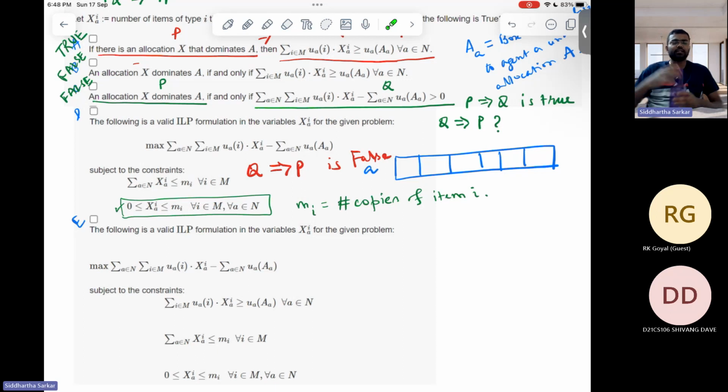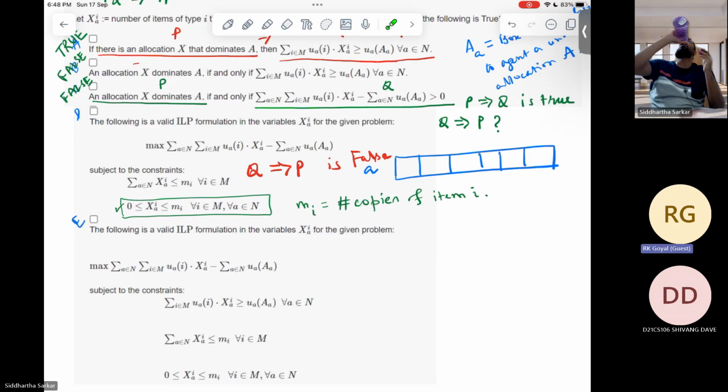So it is not necessary that an item, so let us say 10 copies of guitars are available. So maybe 2 guitars are given to agent 1, 5 guitars are given to agent 7, and 3 guitars are given to agent 10. So the overall sum of guitars that you have distributed cannot exceed the supply.